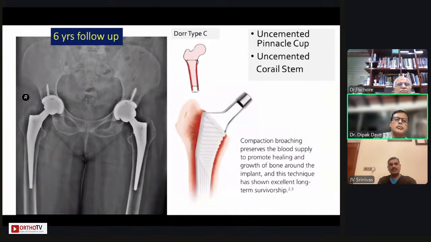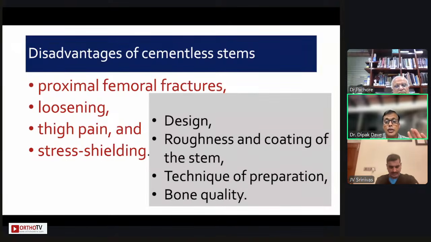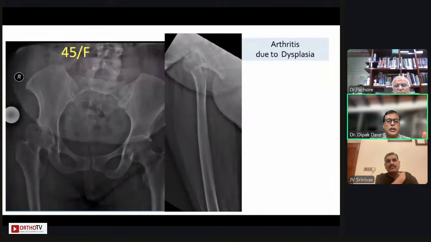So what is the most important thing? The stable rigid fixation, right sizing. The disadvantages of cementless stem are proximal femur fractures, loosening, thigh pain and stress shielding. So the right design and the technique of preparation is very important.